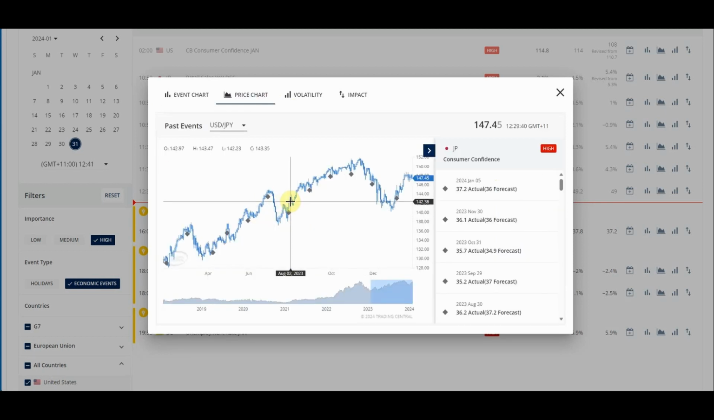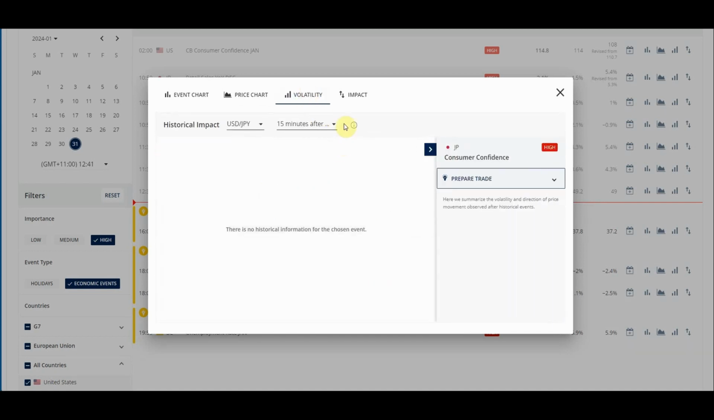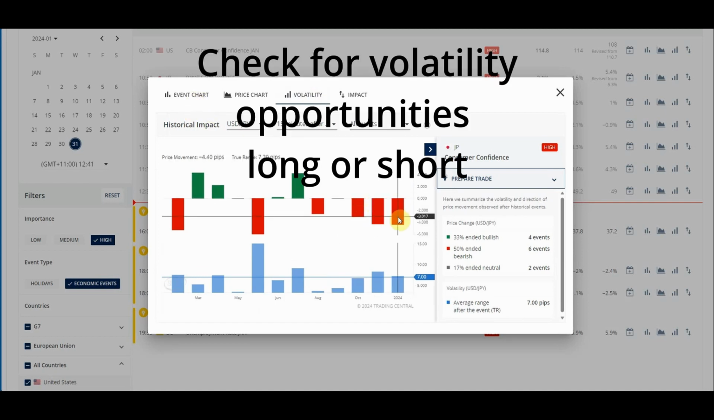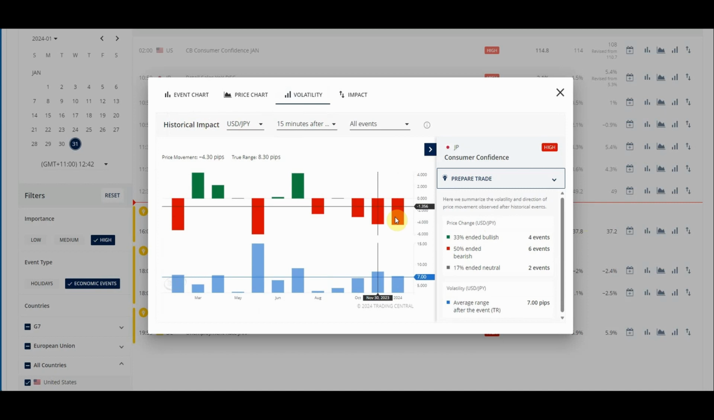So we've got the price chart here. I'm actually going to ignore this just for the moment. I'm going to go over to volatility. So we're in volatility. Now we can remember from the event chart that the last 3 were above the forecast. So if we get anything higher than a 37.8, we're looking at these 3 bars for similarities. We're just trying to identify what we can find in the markets.